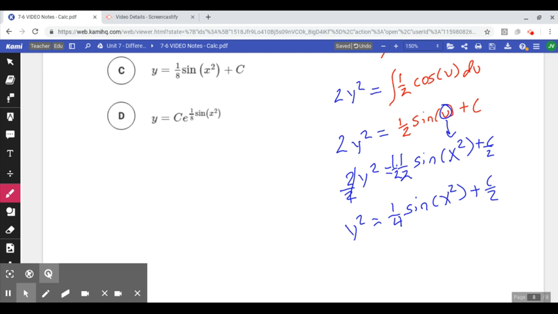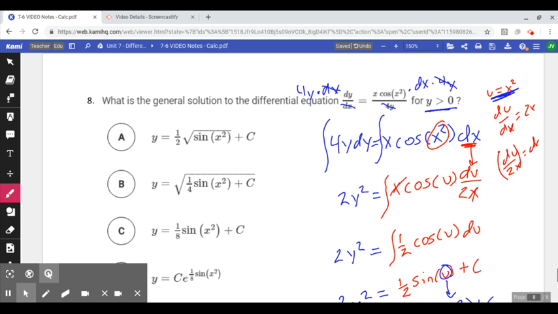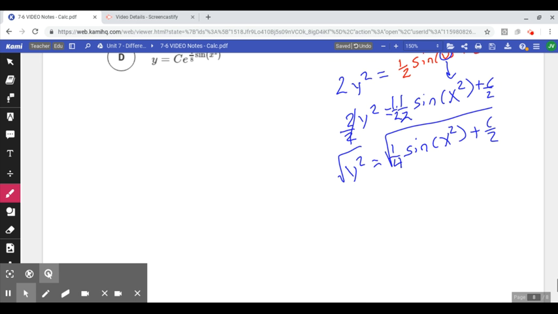The last part of this is just to take the square root of each side. And I'm going to go back to the original problem, and it says here that y is greater than 0, if you can see that right there. Because y is greater than 0, we only want the positive square root, but I do want you to think about whether or not you need the plus or minus sign there. However, we can just write this as y is equal to the square root of 1 over 4 times the sine of x squared plus c over 2.